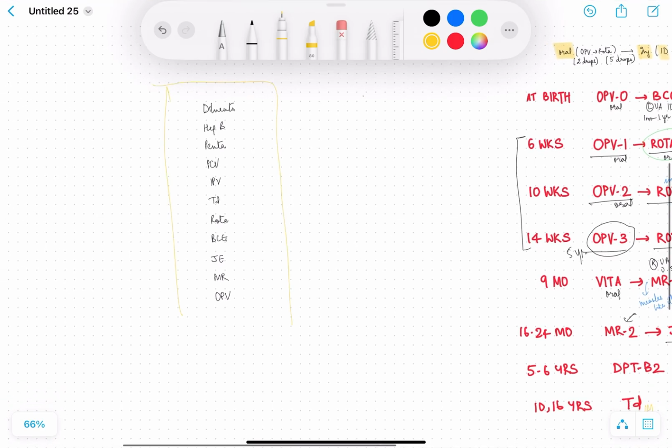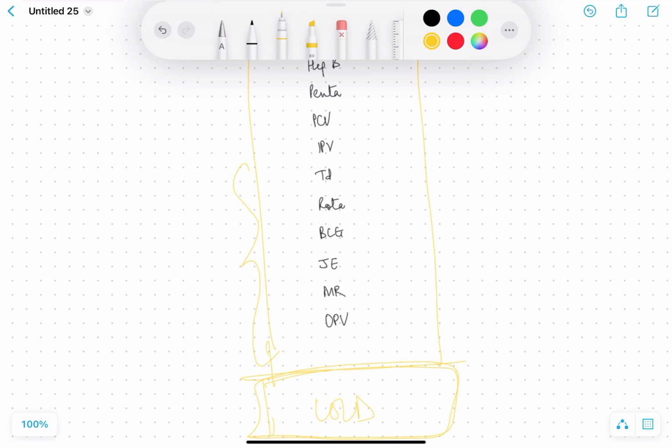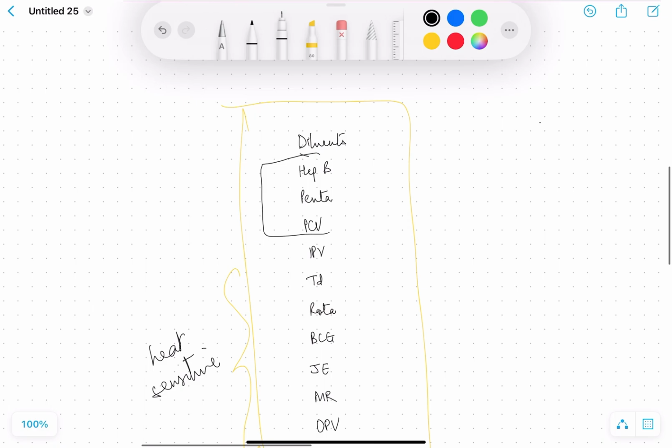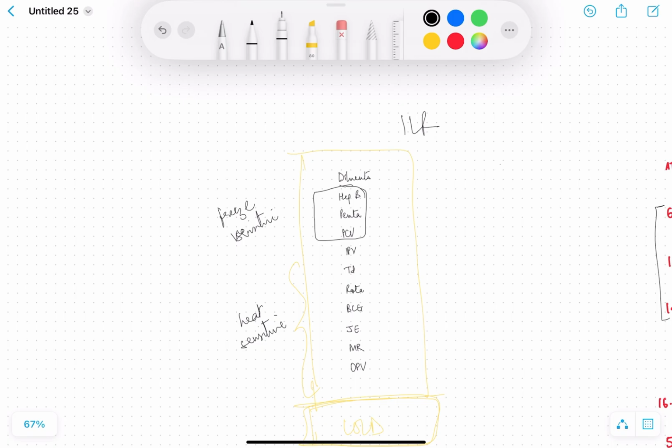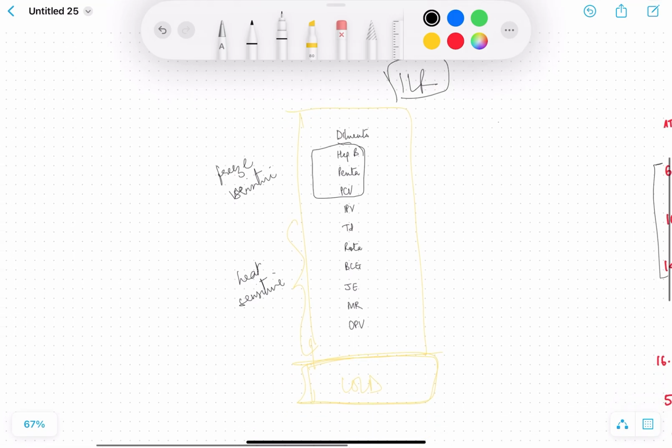So this is an ice lined refrigerator, suppose. Remember that the cooling occurs down below. So this is where it is cold, and therefore the vaccines that are heat sensitive, you want to keep them below, correct? So you want to keep the heat sensitive vaccines below, and you want to keep the freeze sensitive vaccines above, away from the cold temperature in the ice lined refrigerator, right?